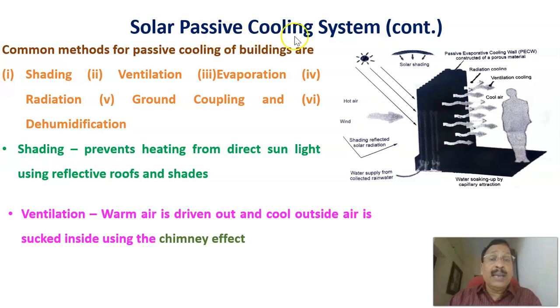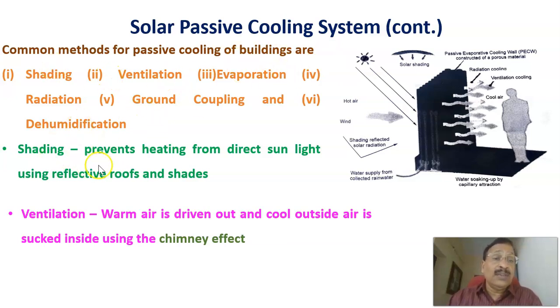Continuing the solar passive cooling system, the common methods for passive cooling of buildings are shading, ventilation, evaporation, radiation, ground coupling, and dehumidification. These are the six methods for the cooling of buildings.